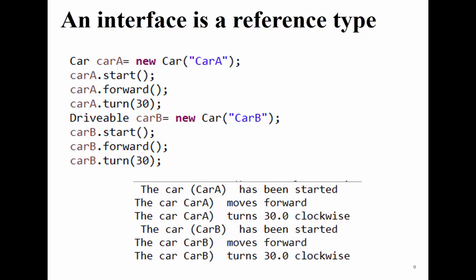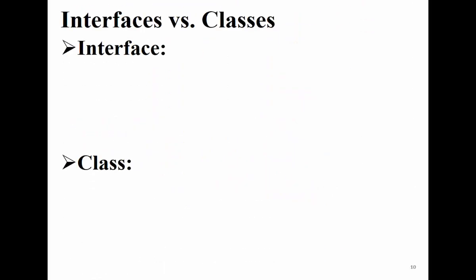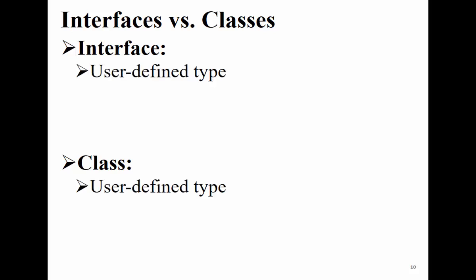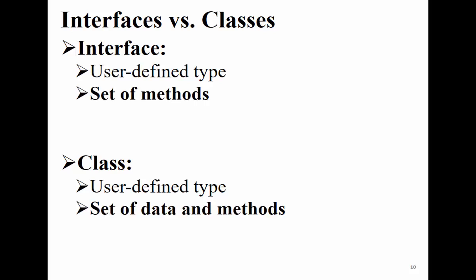This is the output. Now, what's the difference? If we would like to summarize the difference between the class and the interface, we discussed this last time. We said that both are user defined. You as a programmer decide when you're going to create an object and when you're going to create an interface that controls the behavior of a certain object.